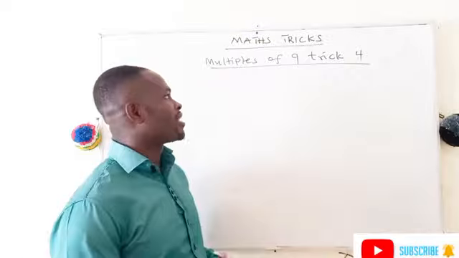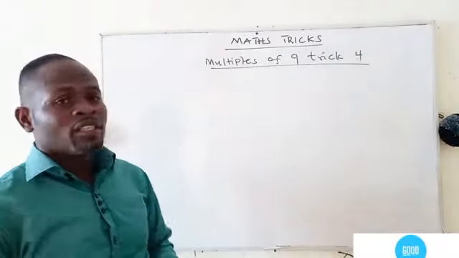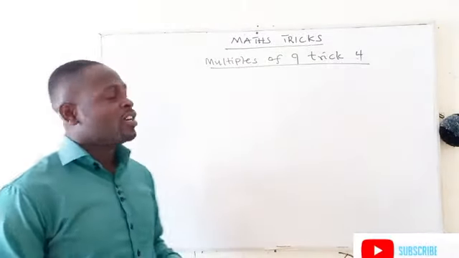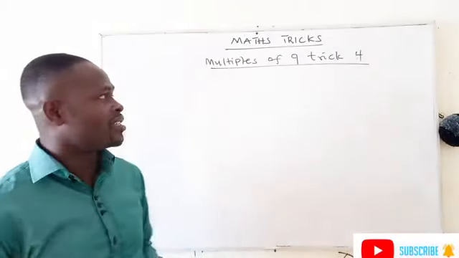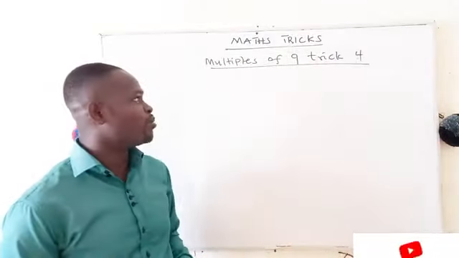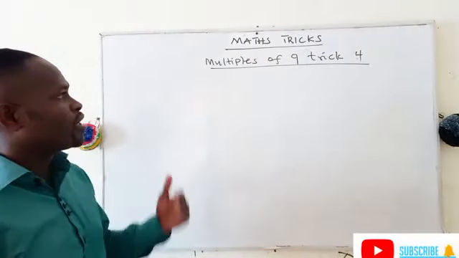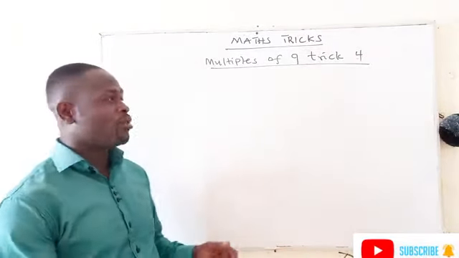And this time around, we are looking at the multiples of 9 trick, and this is part 4. So when you are given numbers to multiply by 9, how best can we go about it? This is what we want to look at this morning. Now, before we go to the multiples of 9 trick, let's have a look at it.